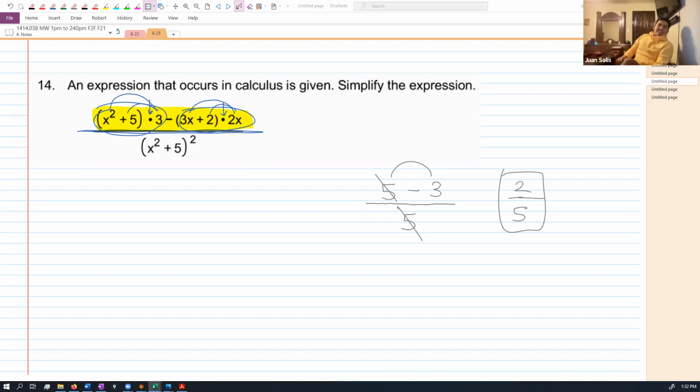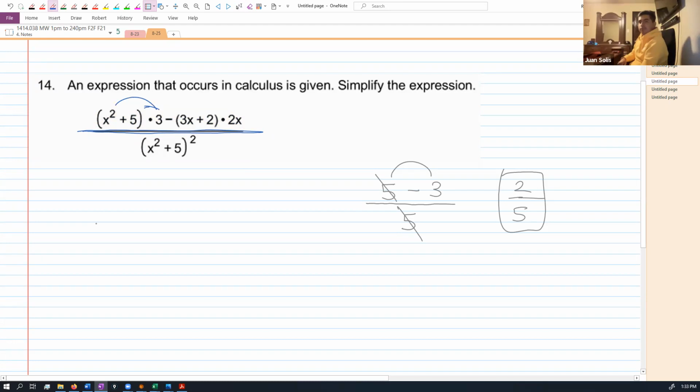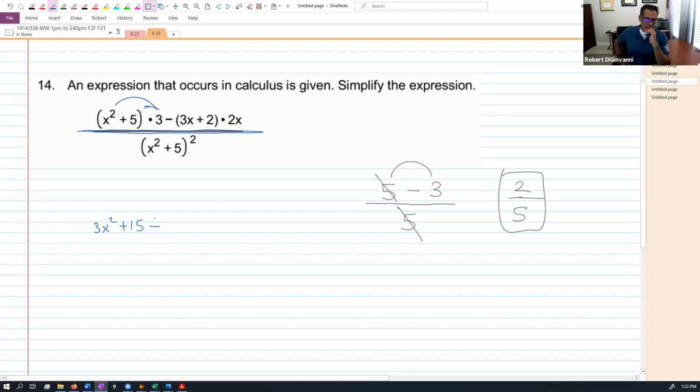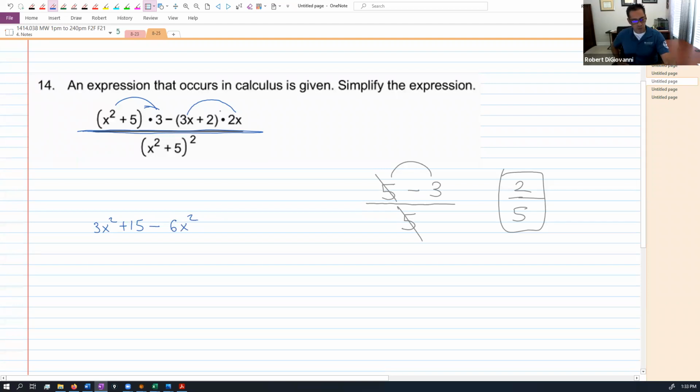I'll erase all this so it's not in your way. So tell me what we get when we distribute the 3 through. I got 3x squared plus 15. Plus 15, okay, and then minus. Now I'm going to ask you, Juan, how would you do this? Would you distribute this and then apply the negative sign, or would you just put everything in parentheses and then do the negative after? Like you personally, how would you do it? I would just do it right away. Okay. Minus 6x squared, and then your next term would be what? Minus 4x. Minus 4x.